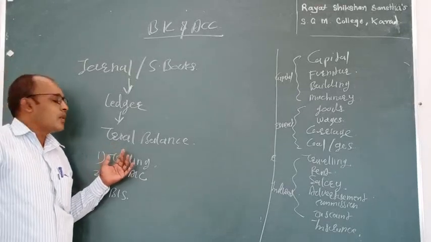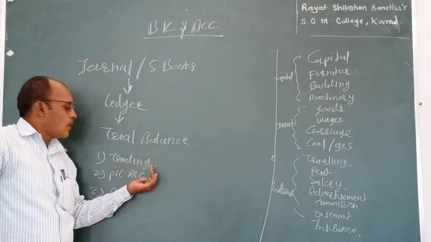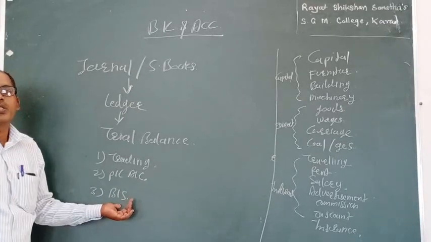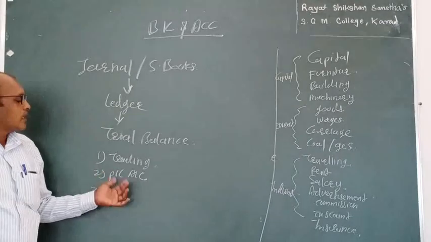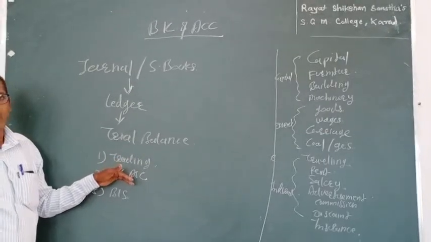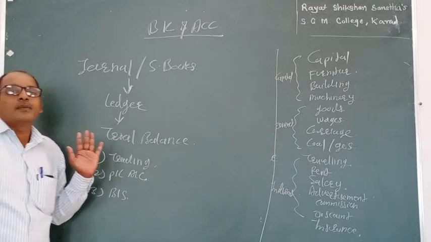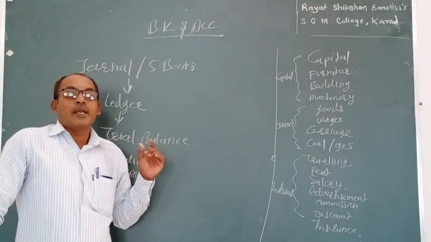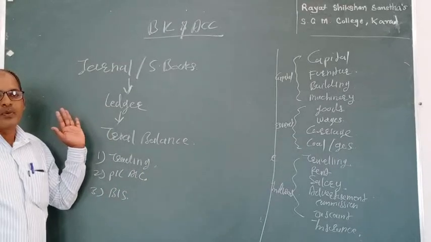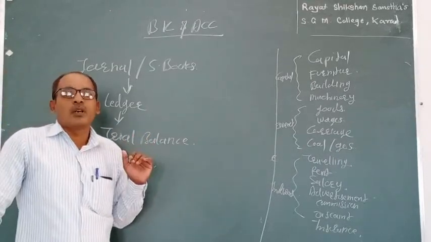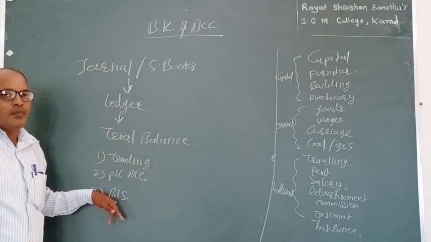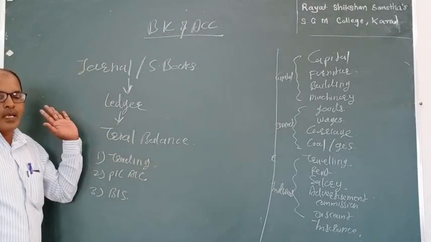Some adjustments' effects go only to accounts, not to the balance sheet. For example, goods distributed as free samples: the first effect goes to the trading account and the second effect goes to the profit or loss account, not to the balance sheet. And some adjustments' effects go only to the balance sheet, not to the trading or profit or loss account. For example, bills receivable dishonoured, bills payable dishonoured. Both effects go to the balance sheet, not to the trading and profit or loss account.